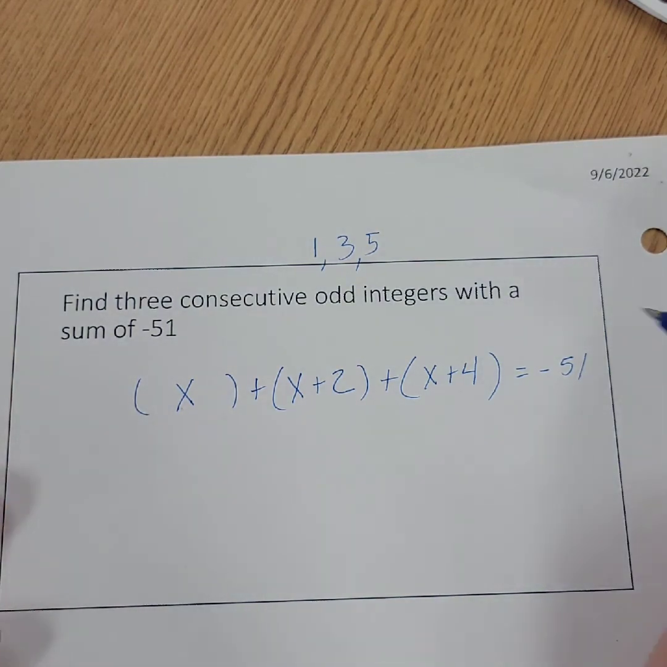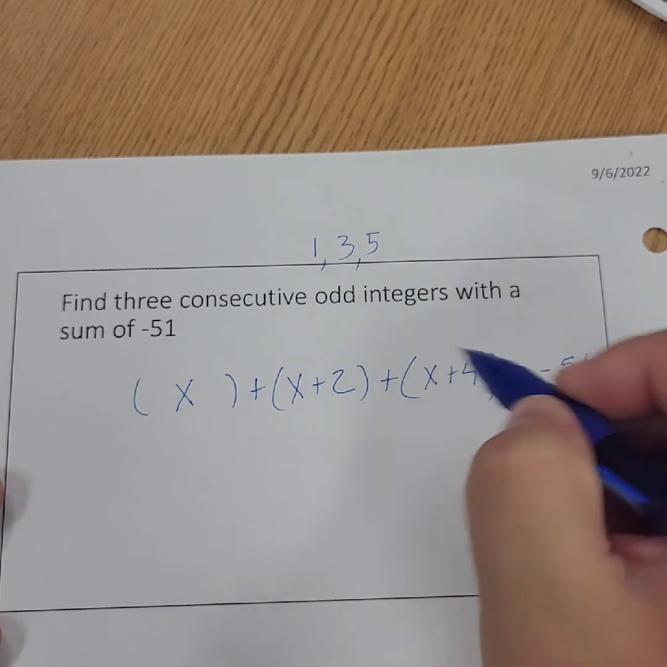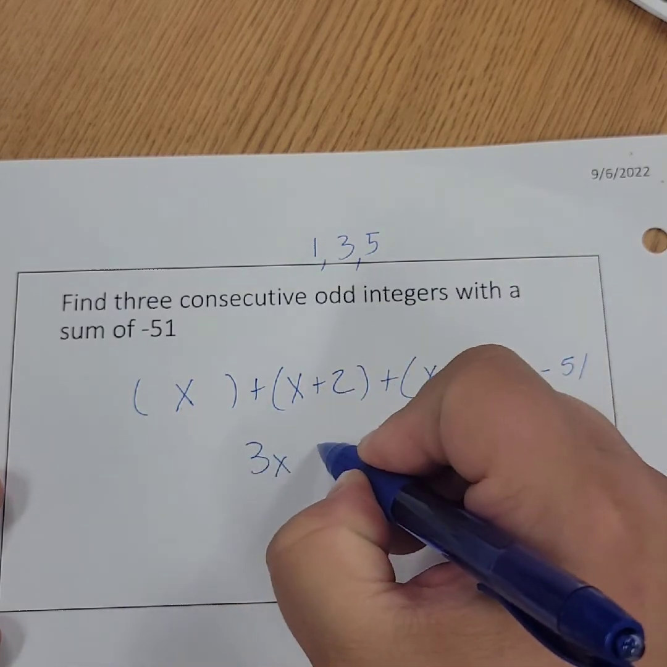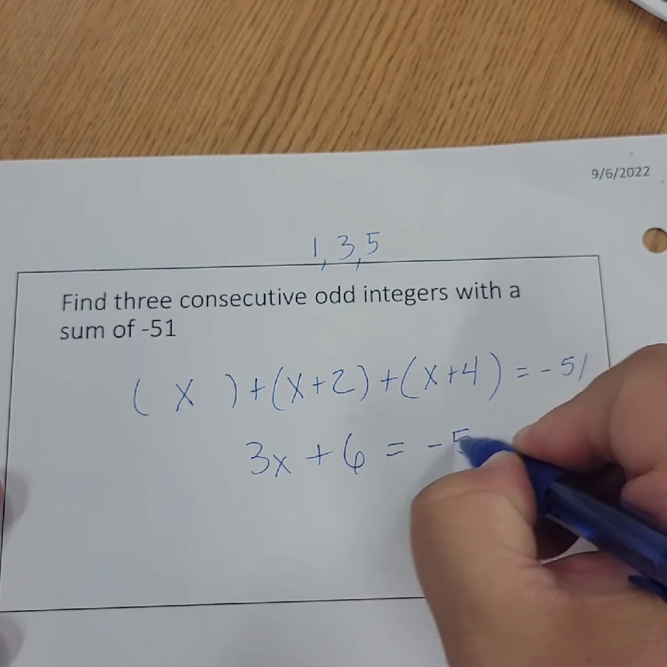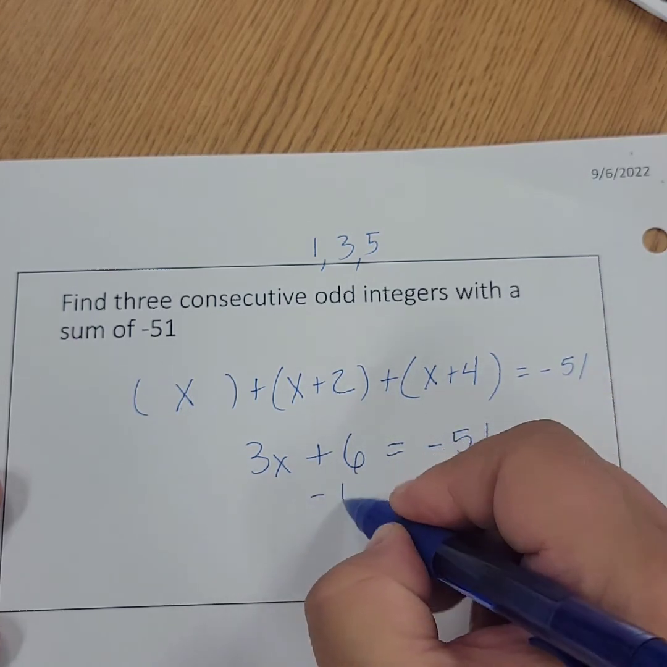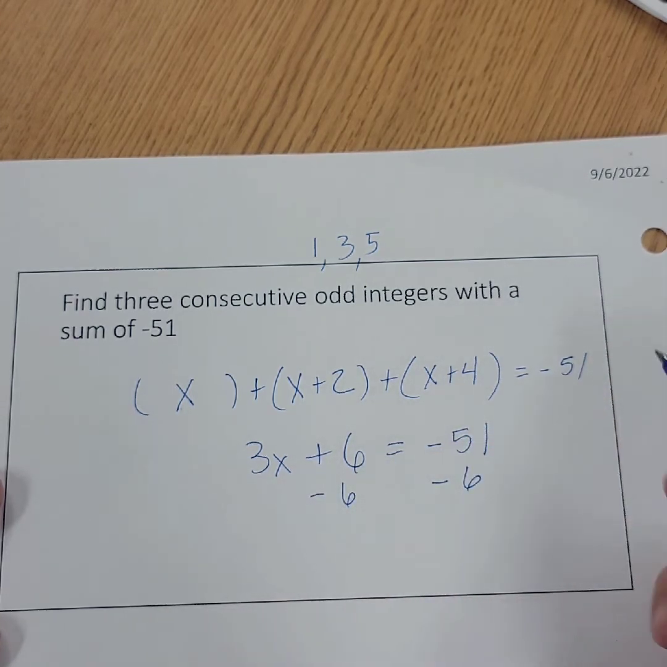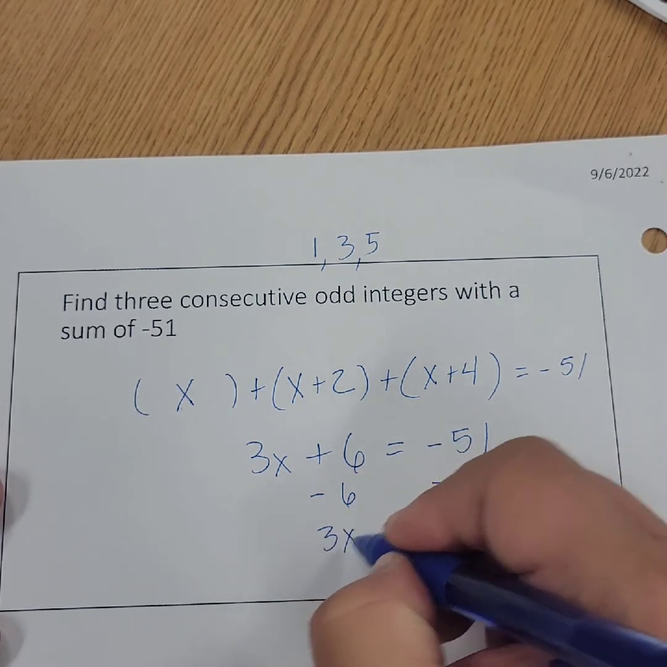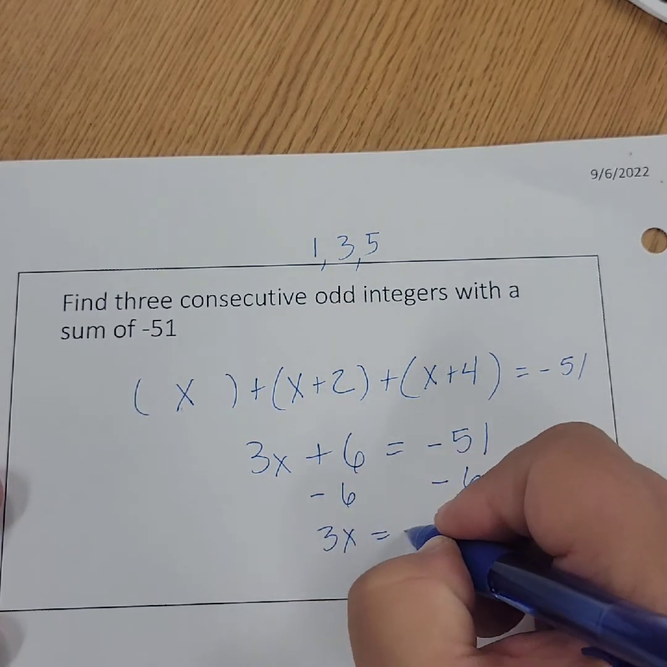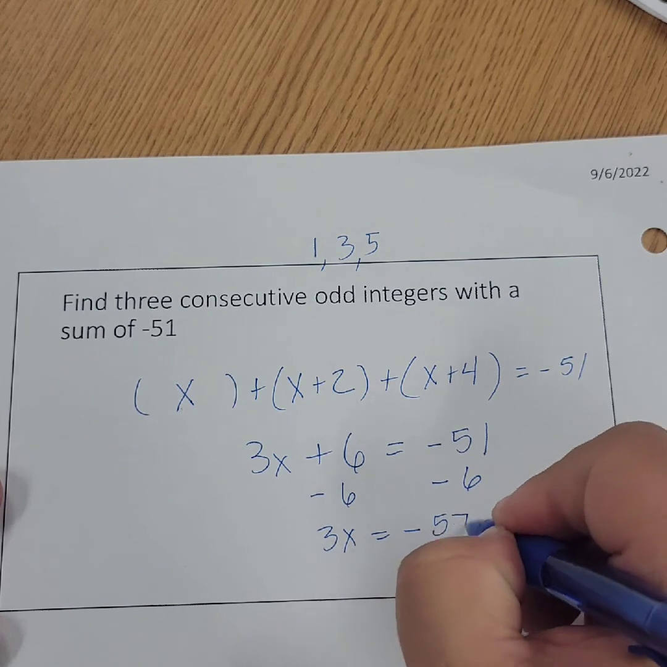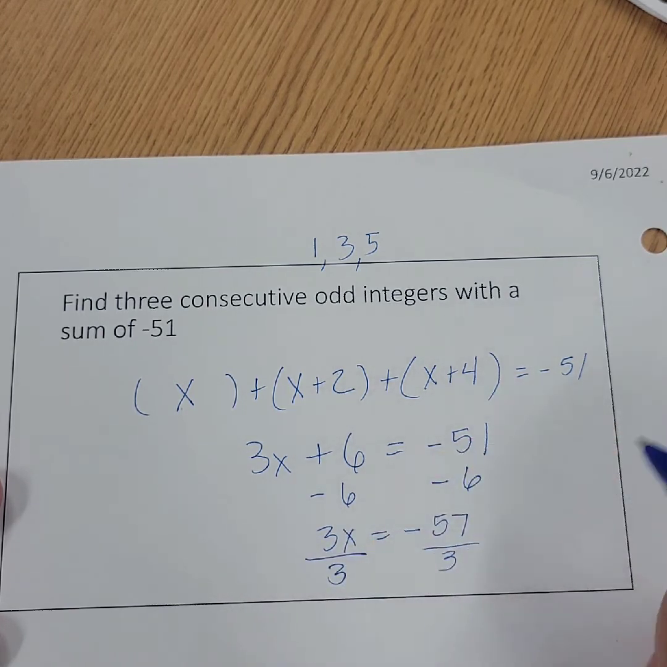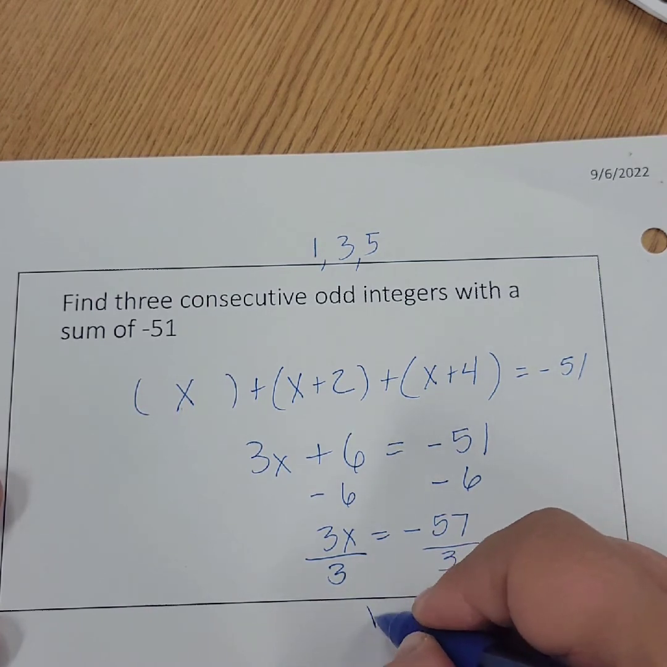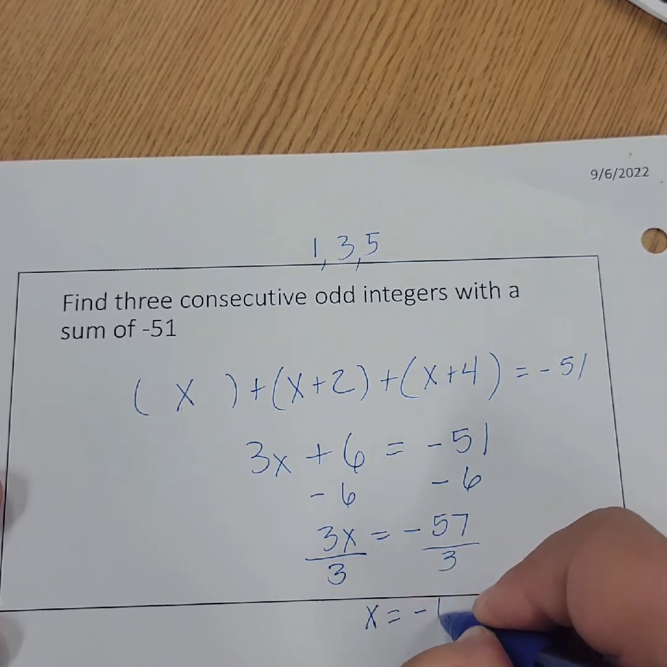So then putting our x's together, we have 3x plus 6 equals negative 51. Minus 6, minus 6. 3x equals negative 57, divide by 3, divide by 3. So then x equals negative 19.